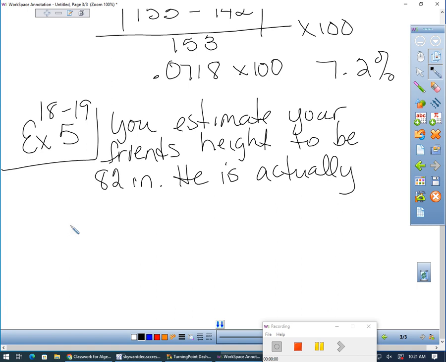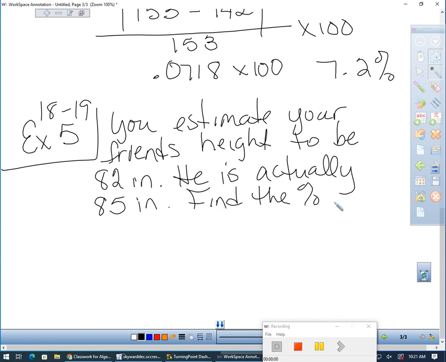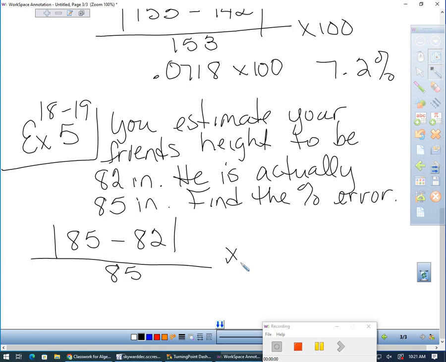6 times 12 is 72 plus 10, right? Okay. And then he is actually 7'1". So that makes him 85 inches. Find the percent error. All right, so actual is 85 minus the estimate of 82 divided by the actual 85 times 100.